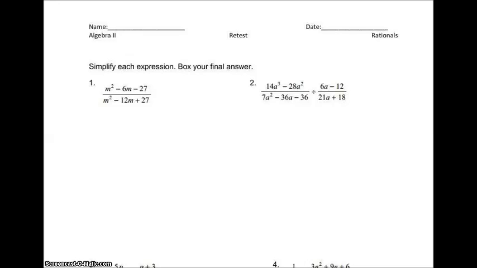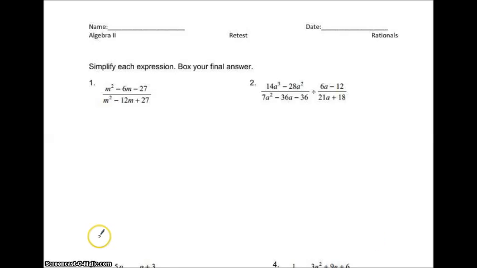This is for Algebra 2, and this is going to be your retest for the Rationals unit. What you're going to need to do is anything you missed on the exam, you need to work that problem off of this retest. I will go through. So for example, if you got number 1 right, you don't have to answer number 1 on this retest. You only have to do the ones that you missed. You will get half credit back for each one that you do.